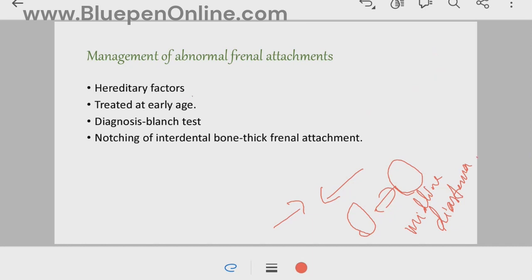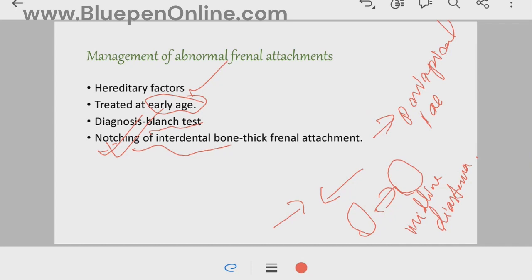Mostly this comes with hereditary factors, and you can treat it at an early age. Diagnosis is by the blanch test. This is how you diagnose. Now, notching of the interdental bone, thick frenal attachment. In addition, notching of the interdental bone in the periapical radiograph confirms a thick frenal attachment.